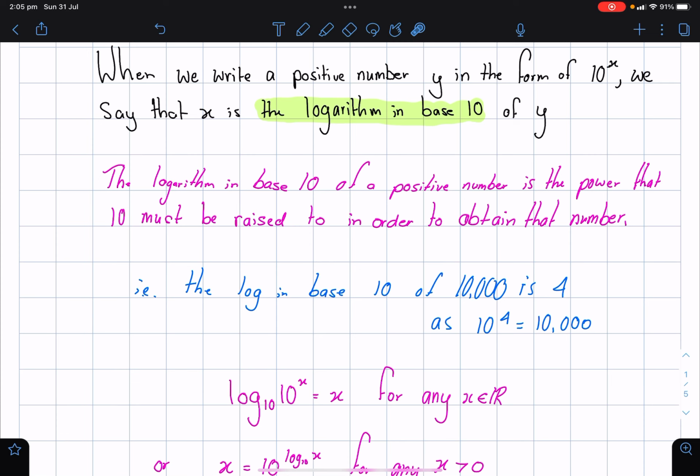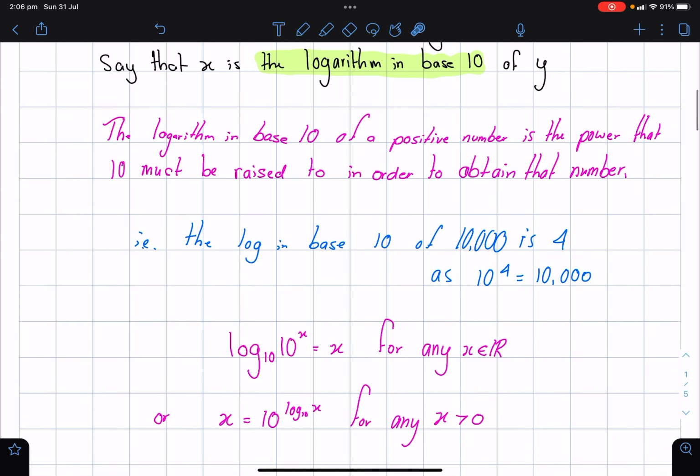So for example, the log in base 10 of 10,000 is 4 because 10 to the power of 4 is equal to 10,000, all right? So we do have two formulas to use here. So we've got log in base 10 of 10 to the power of x, which is equal to x. That's for any x in the real number set, or we could look at x equals 10 to the power of log base 10 of x for any x greater than 0. So we have both there for us to use.